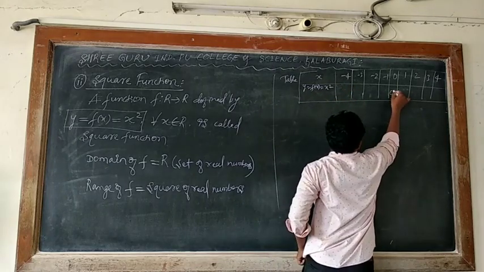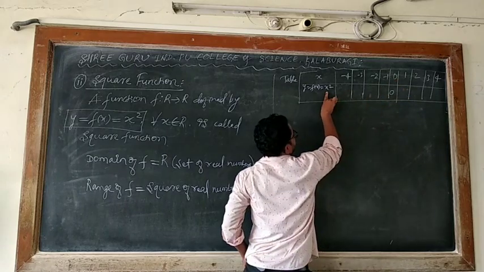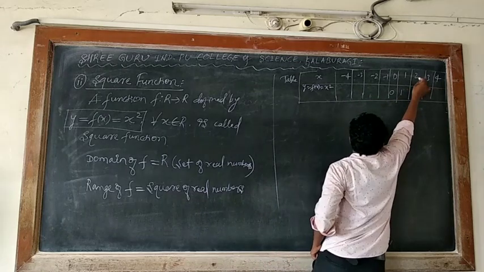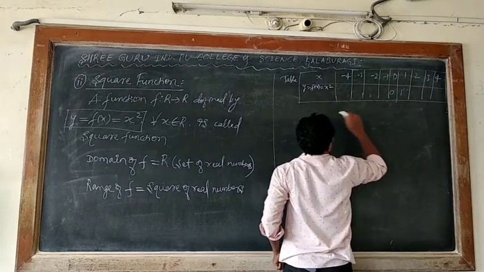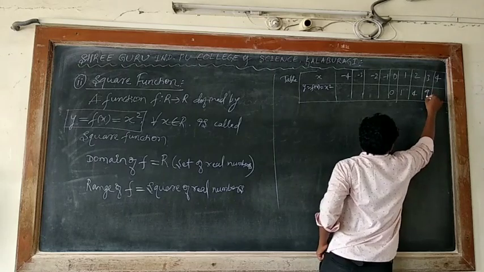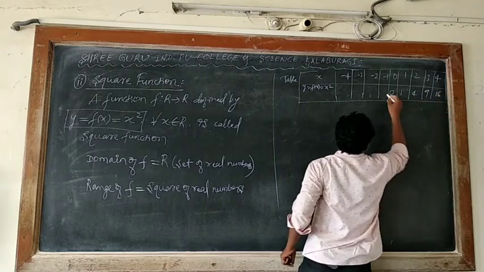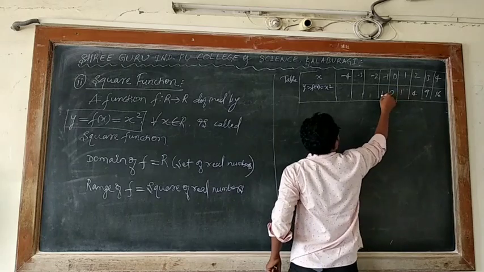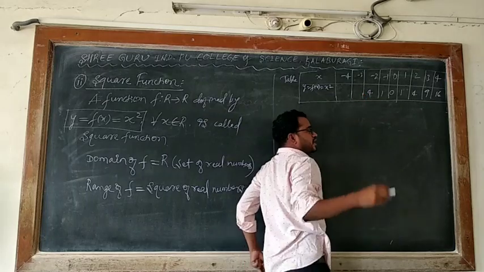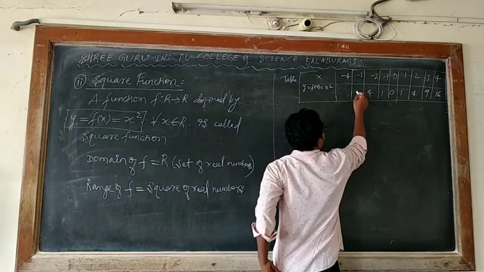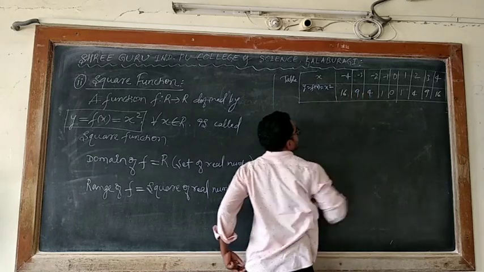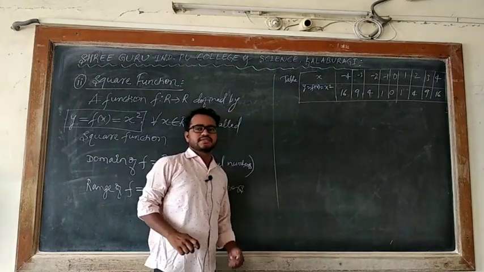X is 0 means x square, 0 square is 0. X is 1, 1 square is 1. X is 2 means 2 square, what y value will you get? 2 square is 4, 3 square 9, 4 square 16. Here minus 1 square is plus 1, minus 2 square 4, because the square of a negative number is always positive. Minus 3 square 9, minus 4 square 16. You check once yourself.